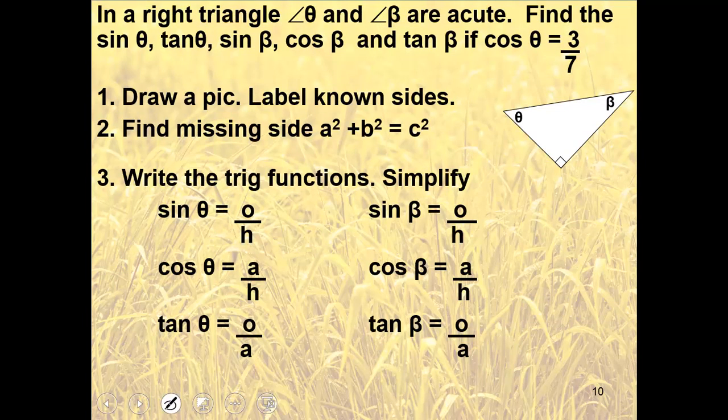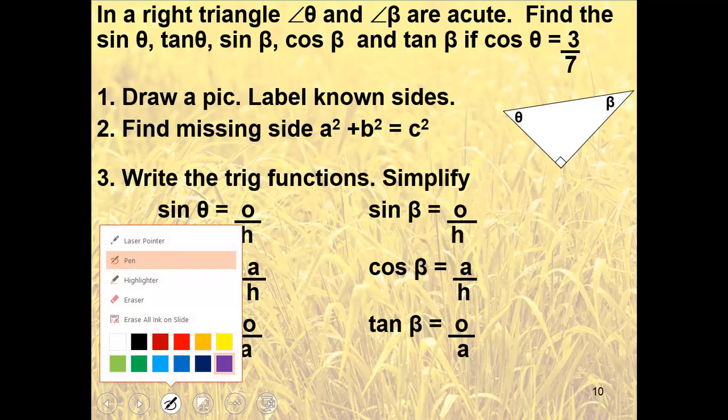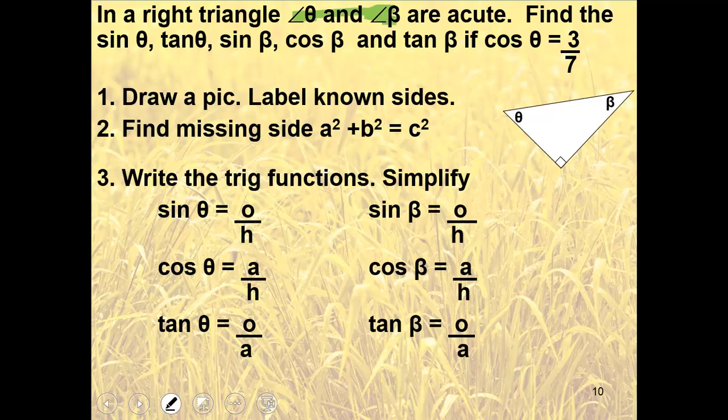Now finally, one of the things that we like to do is we'll be given a trig function and its value, and then we have to find all the other ones. And you're like, huh? But think about it. The directions say you have a right triangle with two acute angles, here theta and beta, and they want you to find the sine, cosine, and tangent of both of them, if you know what the cosine of theta is.